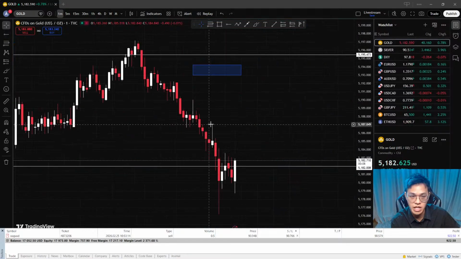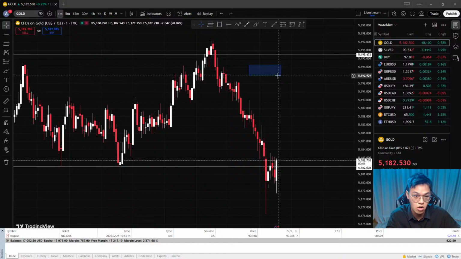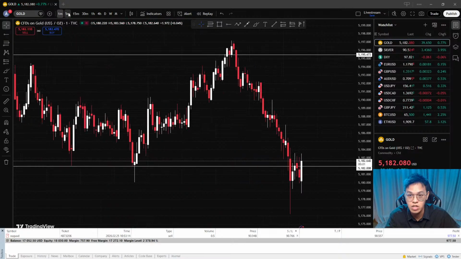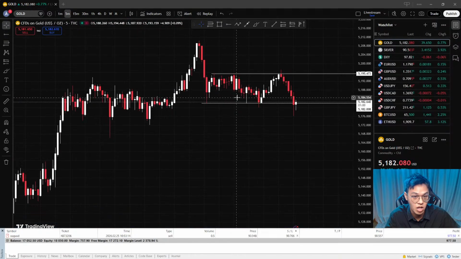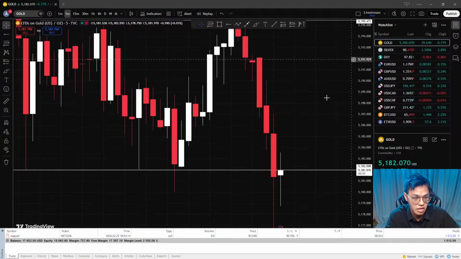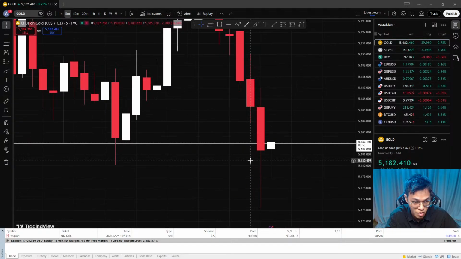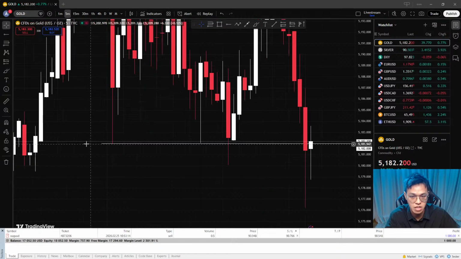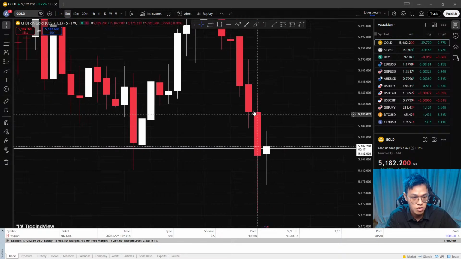All right, so if you look at the gold, you can see that the price touched the support level on the 5 minute chart. If you look at the candlestick pattern, you can see that the body of the candle closed below the support level. So I will consider it as a breakout.